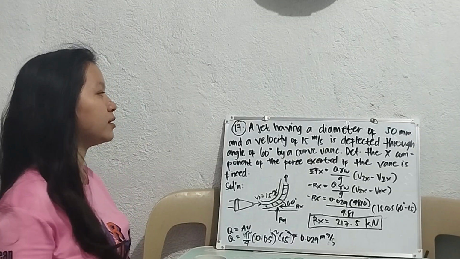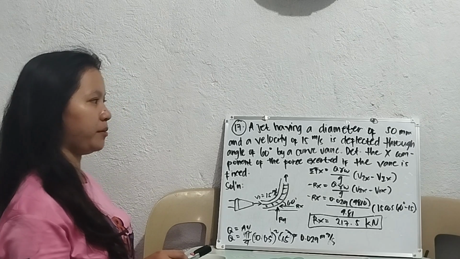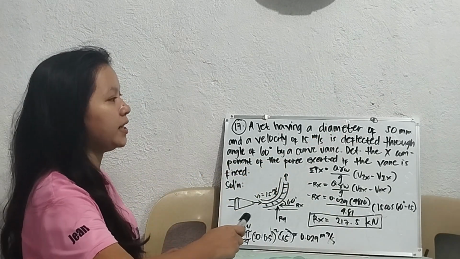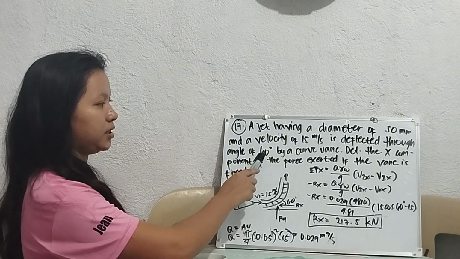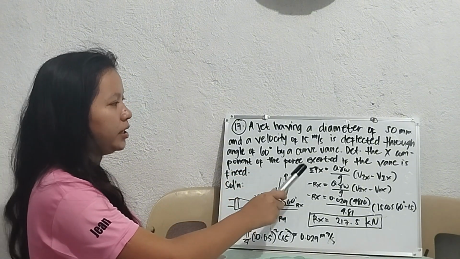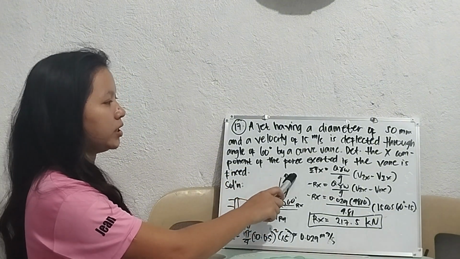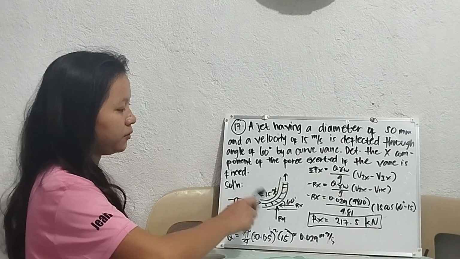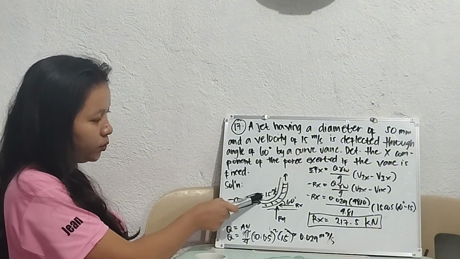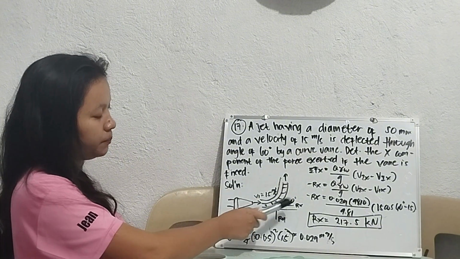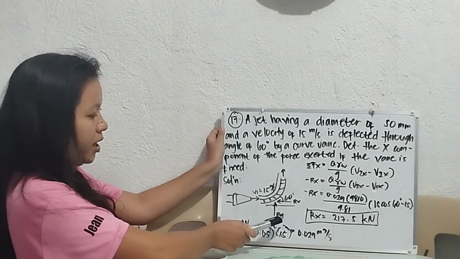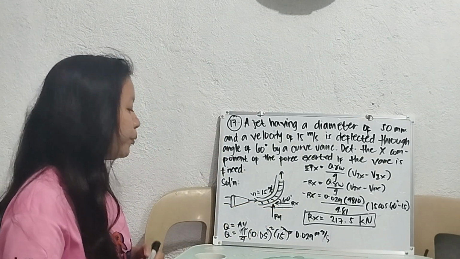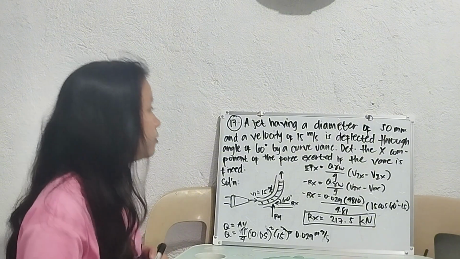Okay, so for number 17, a jet having a diameter of 50 mm and a velocity of 15 meters per second is deflected through an angle of 60 degrees by a curved vane. Determine the x component of the force exerted if the vane is fixed. So we have the solution here. This is the vane. We have V1 equals 15 meters per second, the angle which is 60 degrees, and Ry and Rx.